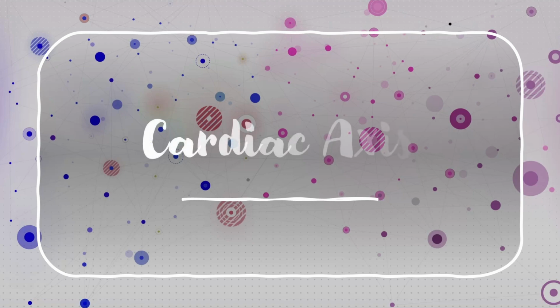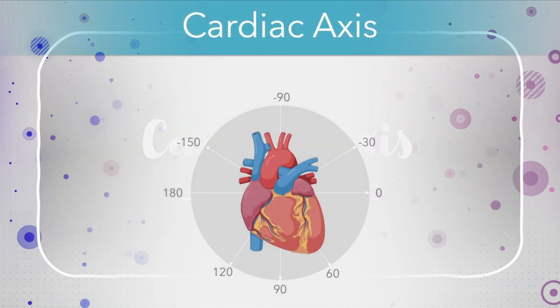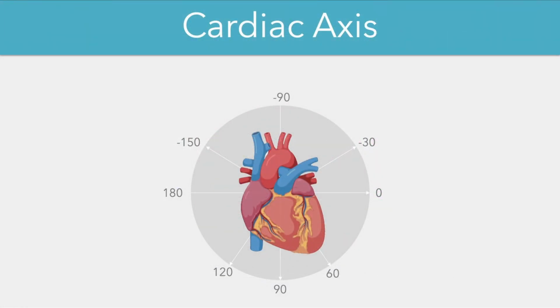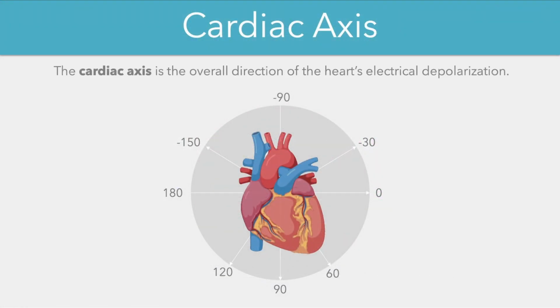Today we're going to be taking a look at the cardiac axis as part of the cardiology series. As a starting point, we can define the cardiac axis as the net direction of the heart's electrical depolarization. This can be represented by the direction of the QRS complex on an ECG.